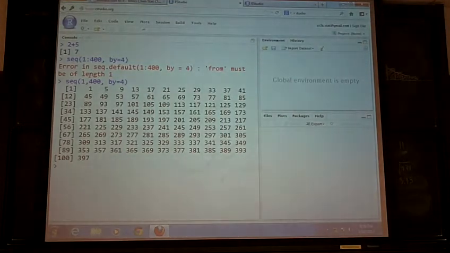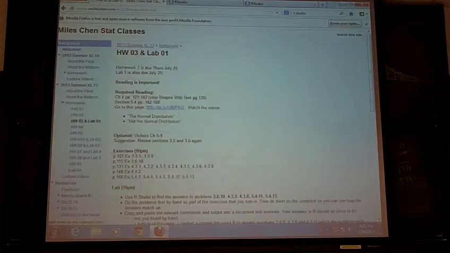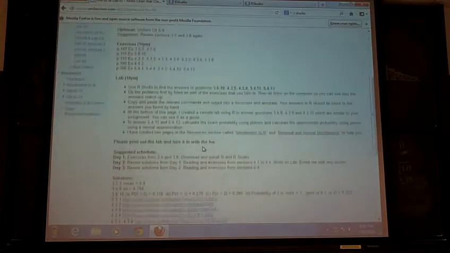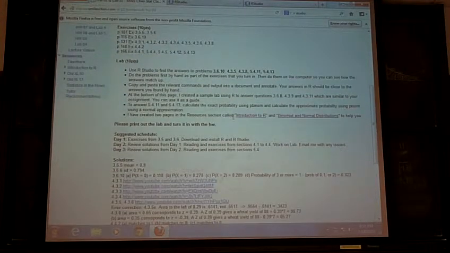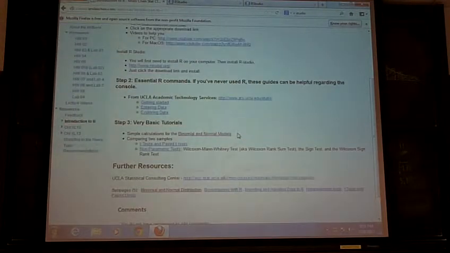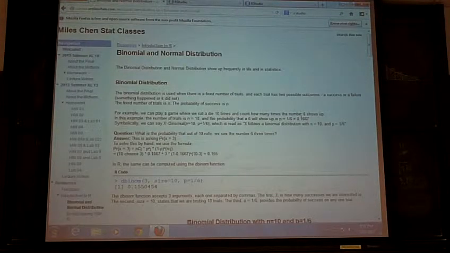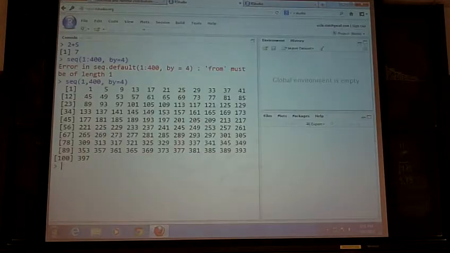Anyway, on the web page, in this week's homework, I say check out, you're going to do this as part of your lab, and you can read these links, and there's a few videos and stuff that get you started here. Now, what I want you to do is this binomial and normal distribution. We can use R to answer questions about the binomial and normal distribution here.